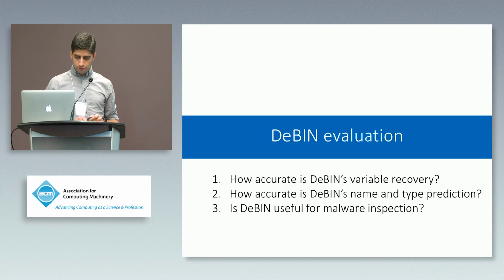And then we did the following evaluation. I will show you the precision in the first step where we recover the variables, and also the precision for the second step of the name and type prediction. And finally, I'll give you some examples of how useful the system is if you want to inspect some malware samples.